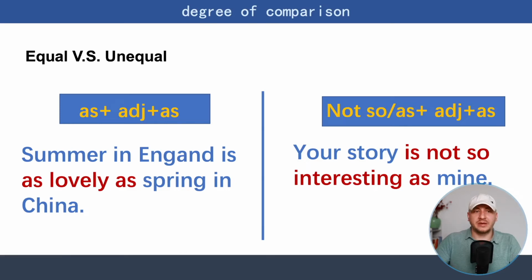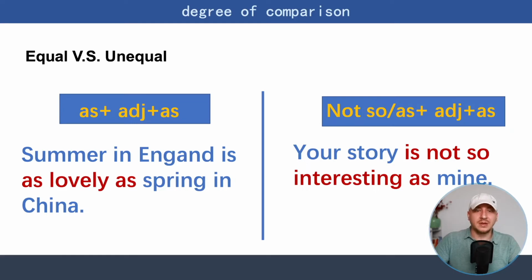When we want to compare something that is equal, we can use the following formula: as plus adjective plus as. For example, summer in England is as lovely as spring in China. So summer in England is as lovely as spring in China. So we use the formula as plus adjective, lovely, plus as. And we use this formula because we want to compare something that is equal. No more, nor less, but equal, right? For something that is not equal, we can use the following formula: not so plus adjective plus as. Or we can say not as plus adjective plus as.